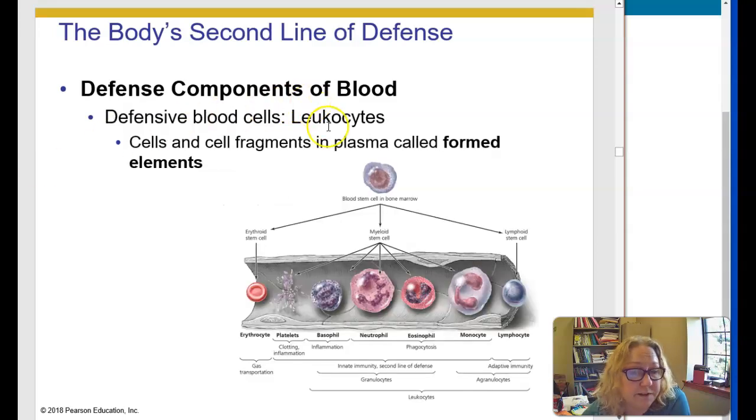Here are the defensive blood cells, your leukocytes. Right here is the army that we are going to pull from. You've got your red blood cells, your platelets, your basophils, neutrophils, eosinophils, monocytes, and lymphocytes. These are our innate immunity. These are adaptive immunity. So we're talking about mostly basophils, neutrophils, and eosinophils. These are going to be our main players as we move forward.